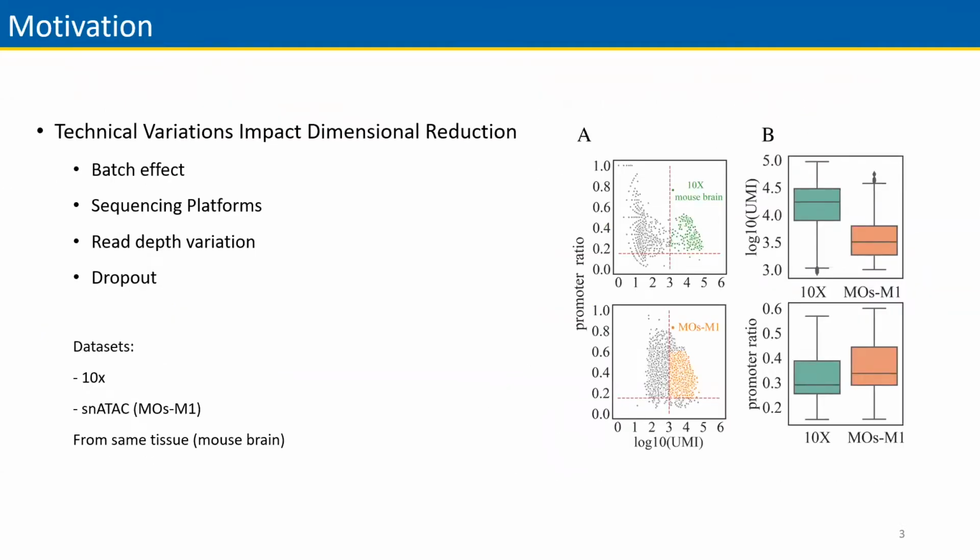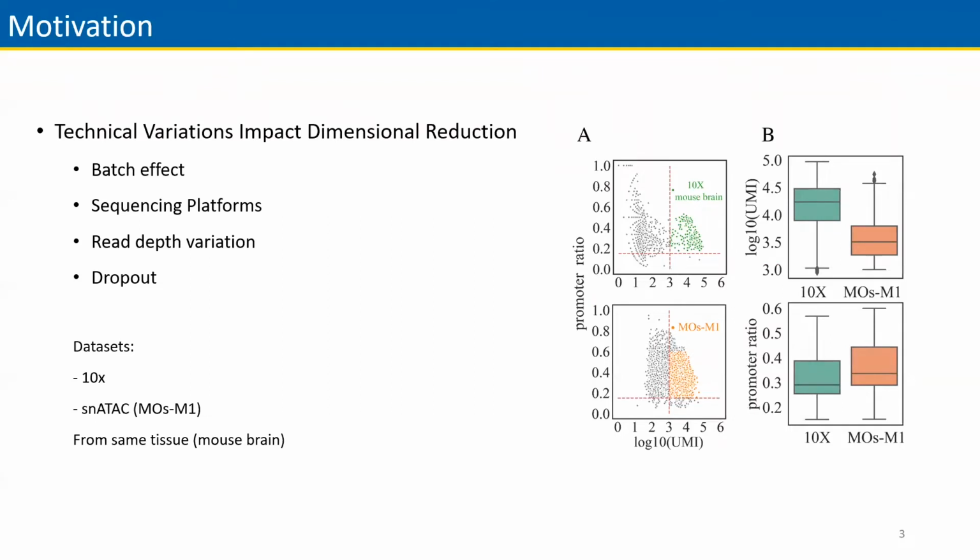So why is learning a good embedding so hard? We think partially it's due to the technical variations introduced at the sequencing stage. Here we show some statistics of two single-cell ATAC-seq datasets from the same tissue. They are both mouse brain, but sequenced with different platforms. On the left column, you can see the read depths as UMI on the x-axis plotted against promoter ratio. Each point represents a cell. On the right column, we show bar plots of UMI and promoter ratio of the two cross-platform datasets.